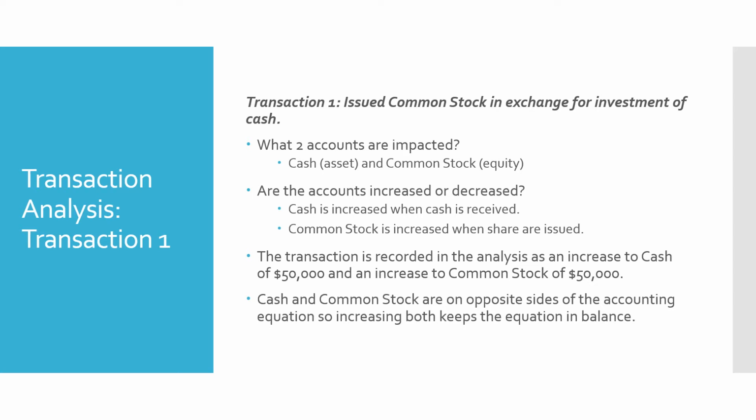So the two accounts that are impacted in this case are going to be cash, which is an asset, and common stock, which is an equity account. In both cases, the accounts are going to be increased. We increase the cash account when we receive cash, and we increase the common stock account when we issue shares of stock. So we're going to record this transaction in the analysis as an increase to cash of $50,000 and an increase to common stock of $50,000.